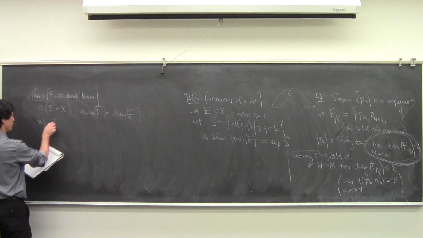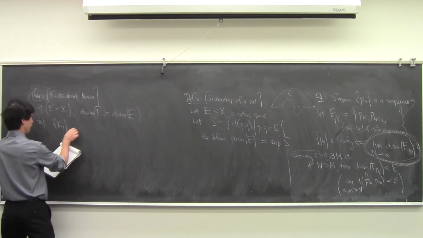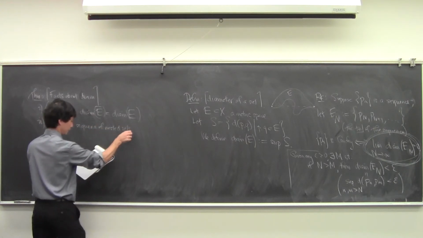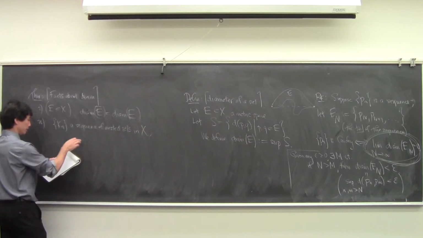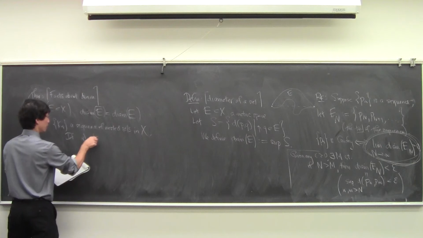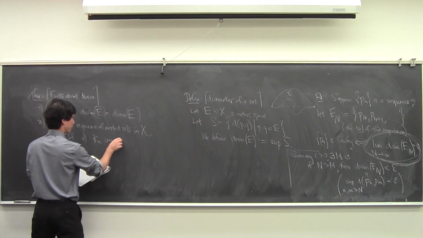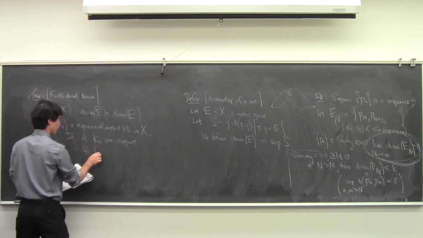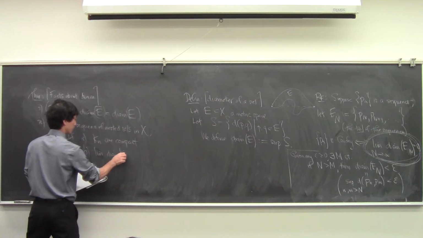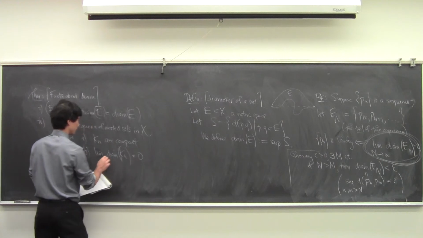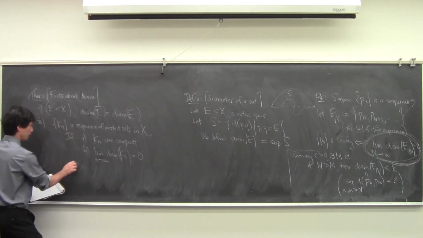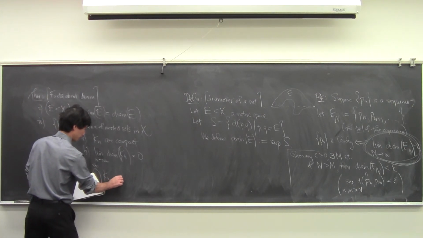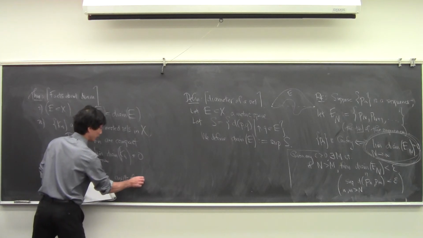Second, if you have a sequence of nested sets in X, and the K sub n are all compact, and the limit of their diameters is 0, then their intersection consists of exactly one point.